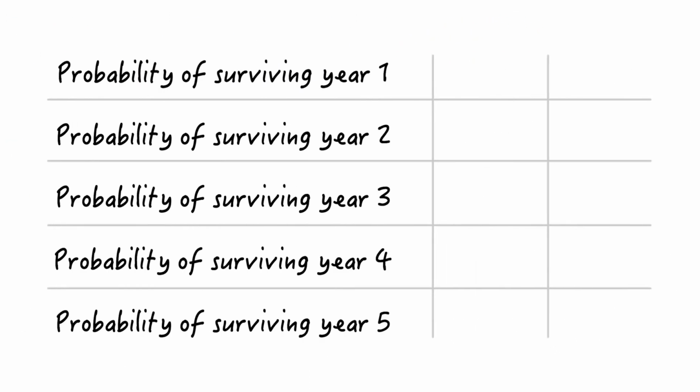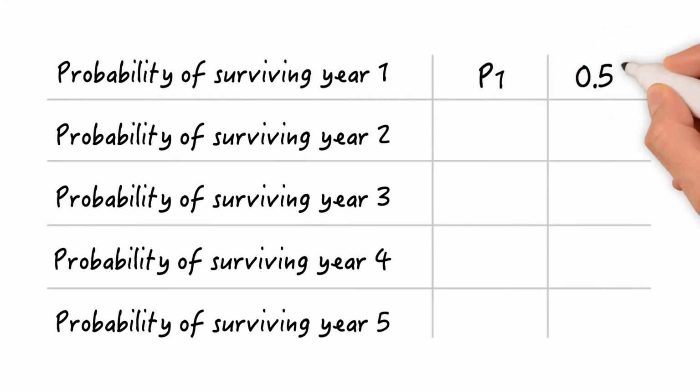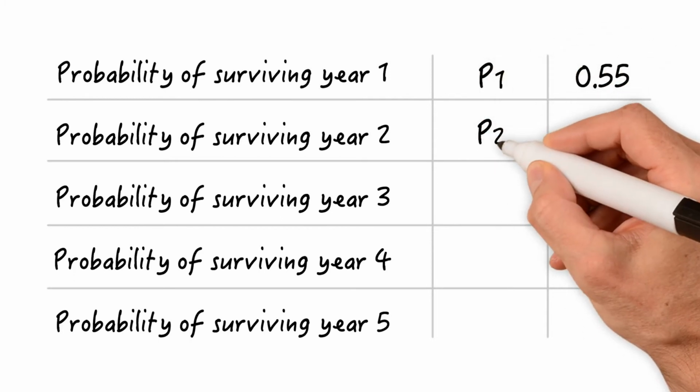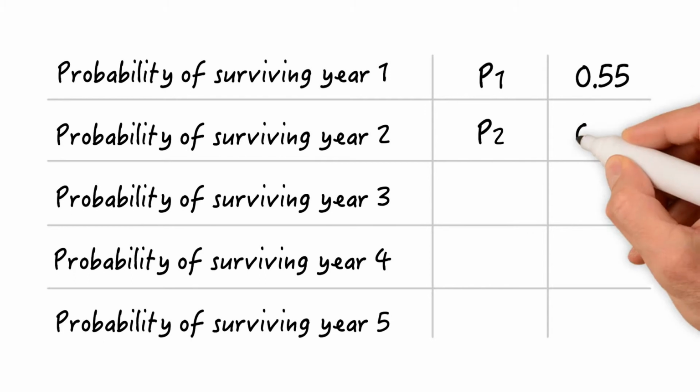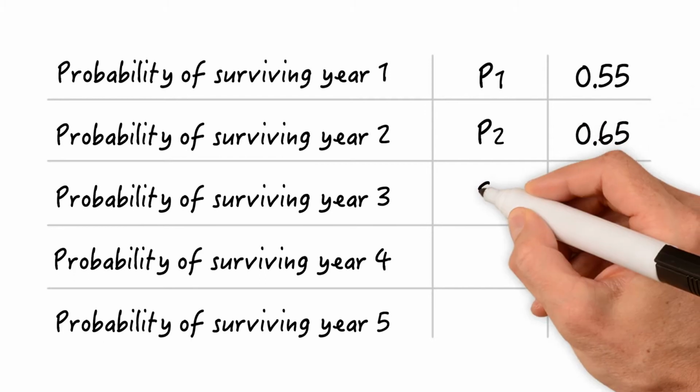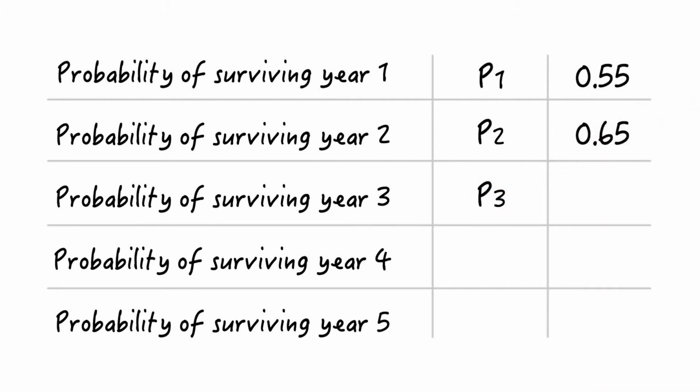Let's put these probabilities into a table. So the probability of surviving year 1 was 0.55. The probability of surviving year 2 in patients who survived year 1 was 0.65. The probability of surviving year 3 in patients who survived year 2 was 0.7. The probability of surviving year 4 in those who survived year 3 was 0.7. And the probability of surviving year 5 in those who survived year 4 was 0.8.